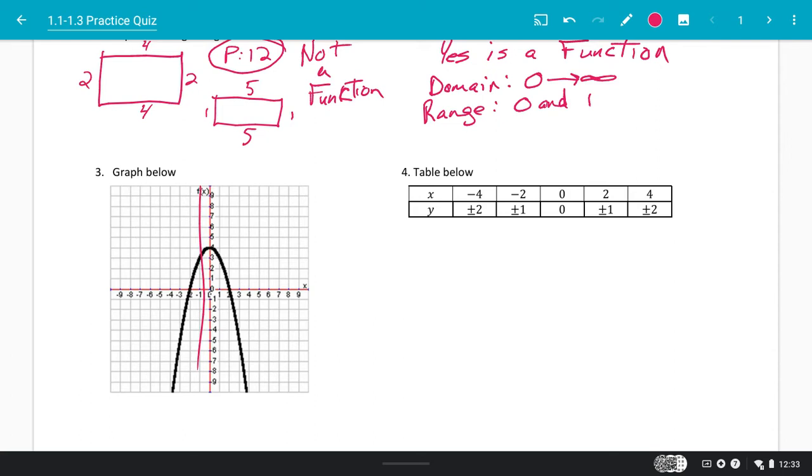Number 3, is this a function? Well, it has to pass the vertical line test. And no matter where I put a vertical line, it's only going to touch it one time. So yes, it is a function.